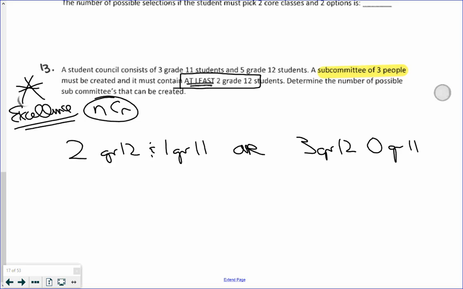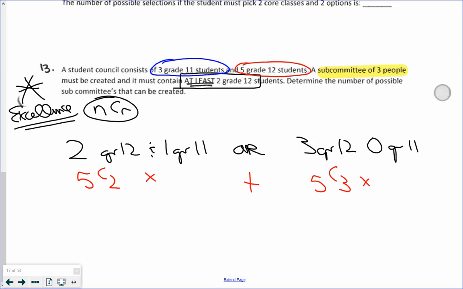When you have a question that has cases, you've got to do this or this or this. Or means add and means times. So or means add and means times. We've got 5 grade 12 students, so I'm going to go 5C2, 5C3. I've got 3 grade 11 students: 3C1, 3C0.